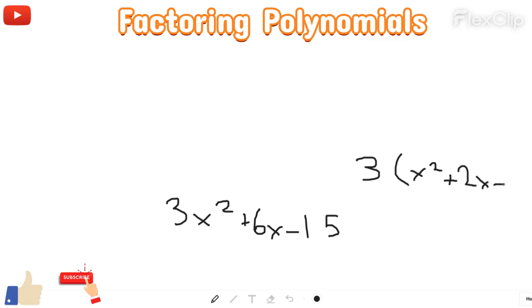Now, we see, how many times do you have to multiply 3 by to get 15? And the answer is 5. So the answer to the final example is 3 times, in parentheses, x squared plus 2x minus 5.